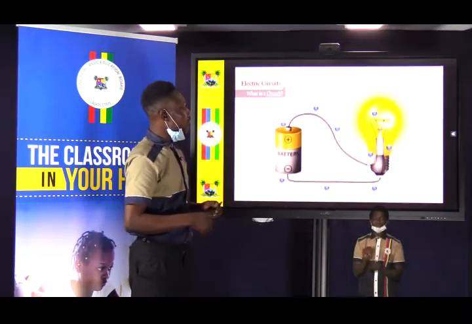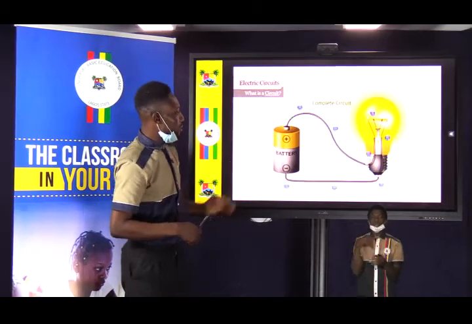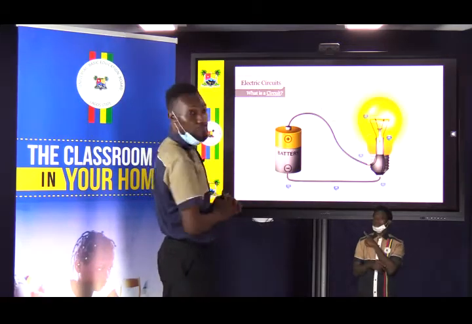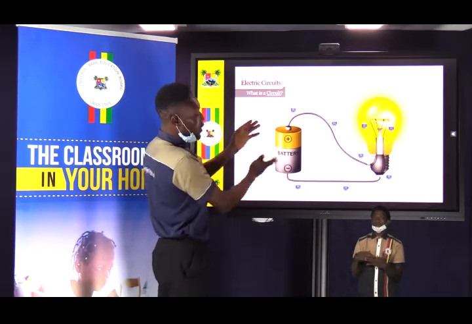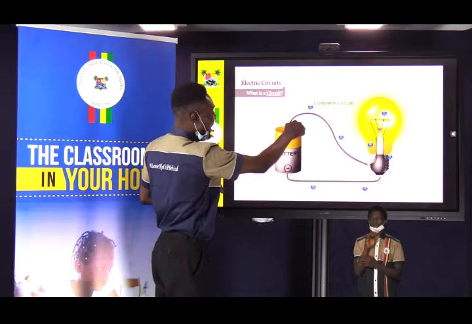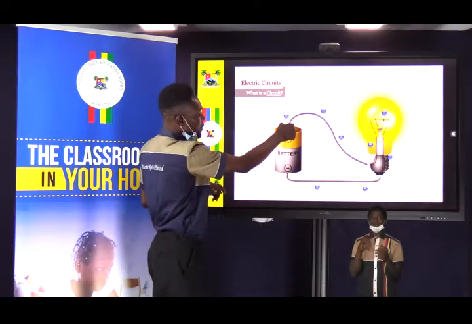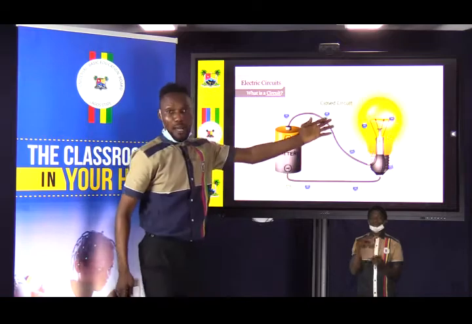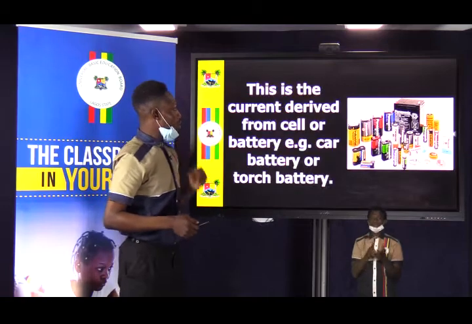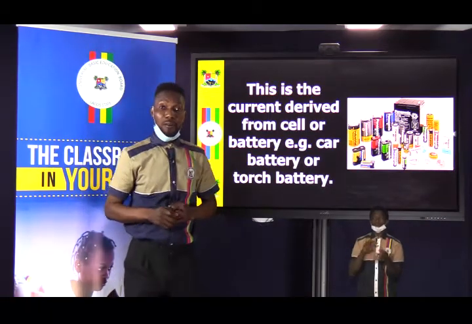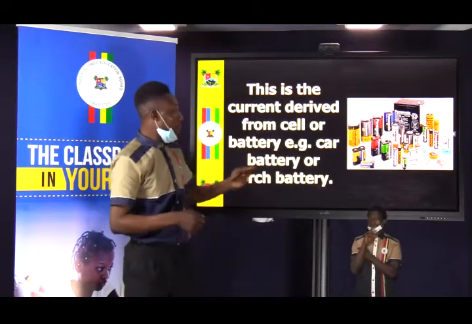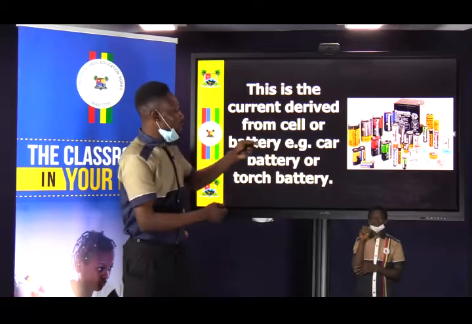When we say direct current, what are we referring to? This is just an example of direct current. I know some will have seen this before, where you have your battery and a bulb, connecting your wire to it at the positive and the negative, and you get your bulb lighted. So when we say direct current, what are we talking about? This is the current derived from a cell or battery, like you were shown in the slide before this.